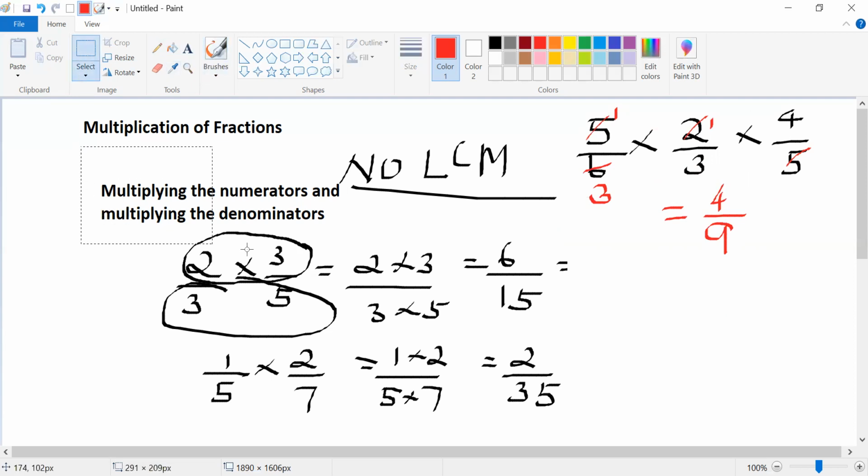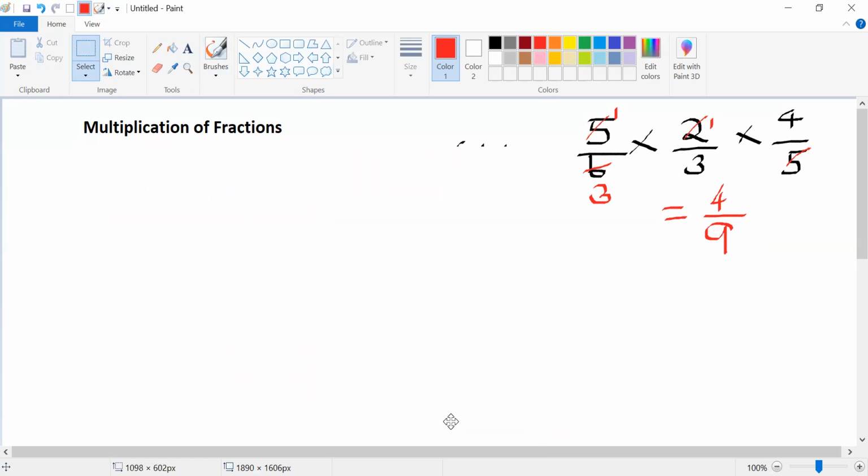We have to practice this cutting or cancelling method. It will be so easy and comfortable for us, especially when bigger numbers come. I'll show you a few more examples.